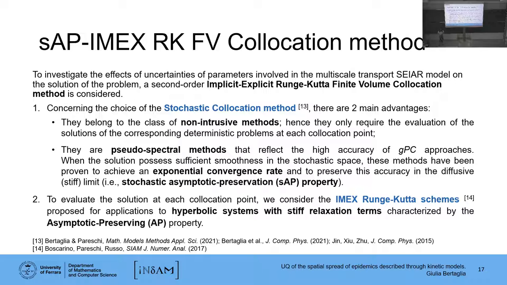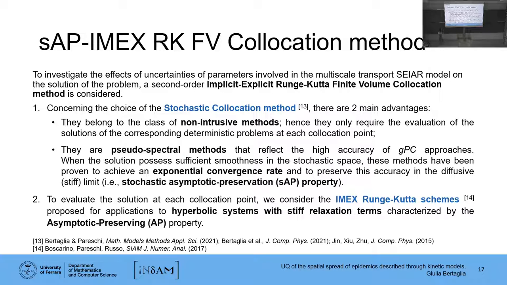So in the stochastic space, if the solution is sufficiently smooth in this space, the convergence rate can be exponential, and it permits us to preserve this accuracy also in the diffusive limit. So if we have a deterministic method at each collocation point that is asymptotic preserving, we will have a stochastic asymptotic preservation property guaranteed. When I talk about asymptotic preservation, I just consider that our scheme permits us to be consistent with the nature of the solution also in the diffusive regime, that is the stiff regime that we have seen, and it permits us to choose the time step of the method independently of the smallness of the scaling parameter tau in our case.